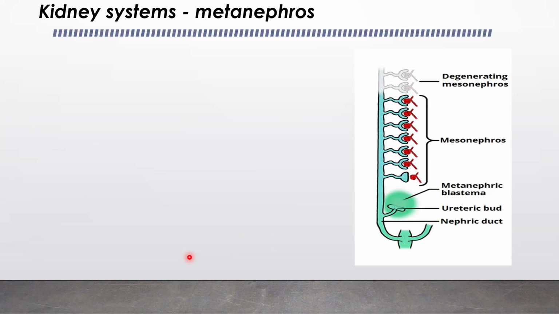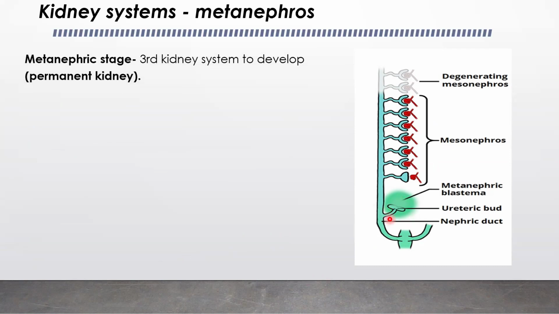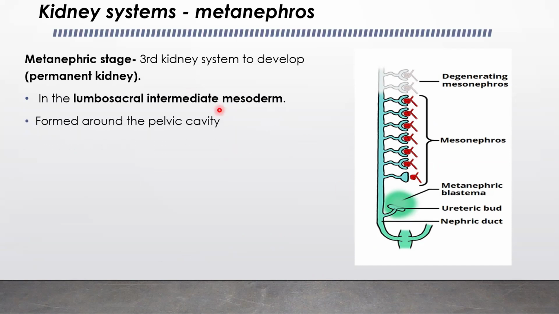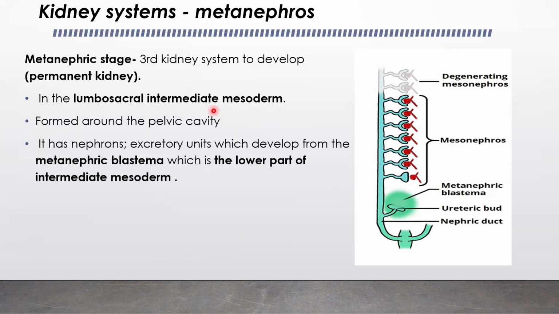And for the metanephros, the permanent kidneys, you can be able to appreciate them here. So they will develop in the lumbosacral intermediate mesoderm. So that means they'll develop in the pelvic region. So it has nephrons, it has an excretory unit, and also it has a urinary collecting system. So the excretory unit will come from the metanephric blastema.